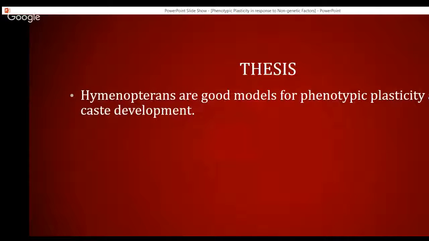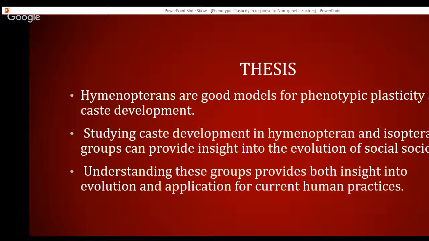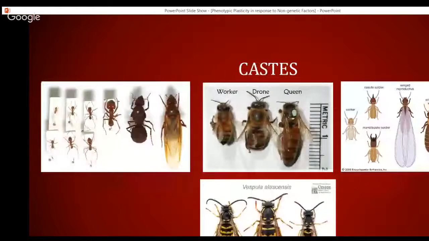So, what are we going to look at? This states that Hymenopterans are good models for phenotypic plasticity in caste development, and that by studying this caste development in Hymenopteran and Isopteran groups, we can gain insight into the evolution of social societies, and that by understanding those groups, we can both understand evolution and also apply the knowledge to current human practices for our benefit.